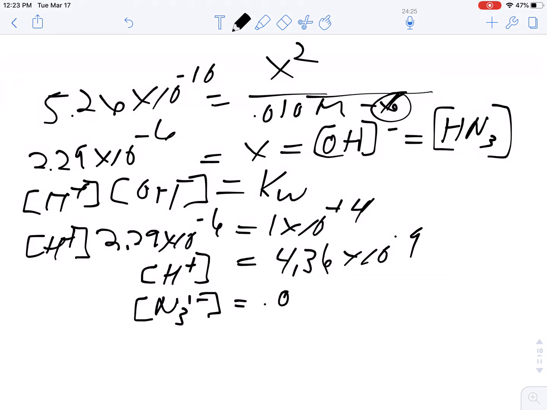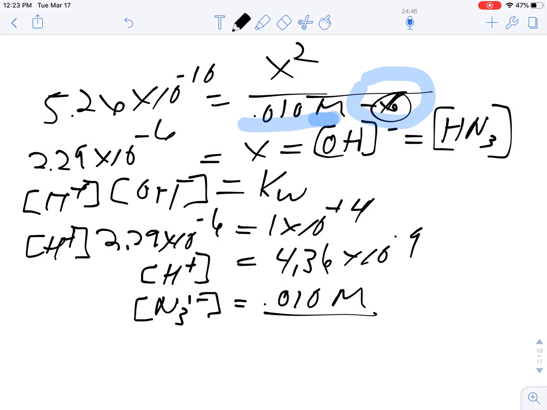is 0.10 molar. Why didn't this concentration change at all? Because the x was too small in comparison to that. So subtracting x from 0.10 molar doesn't actually change the concentration of the N3.